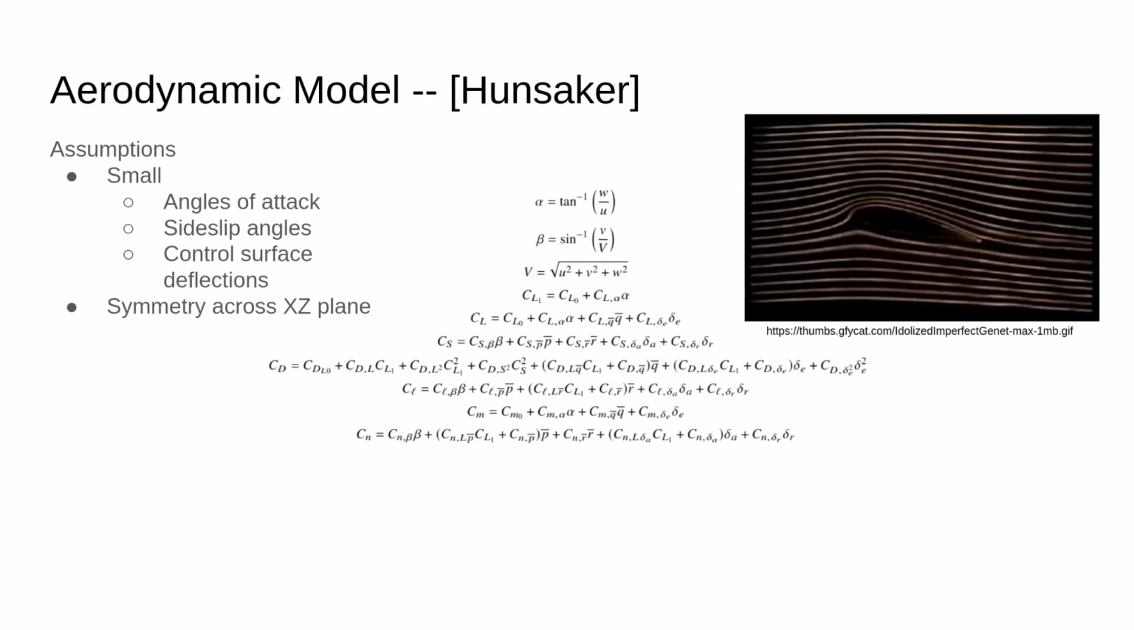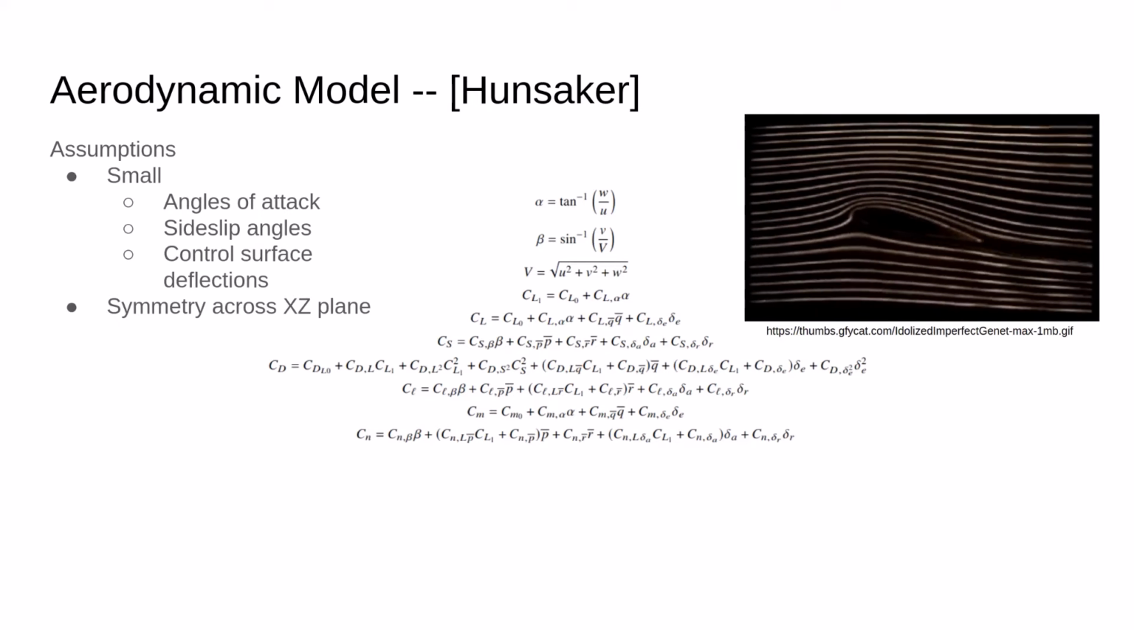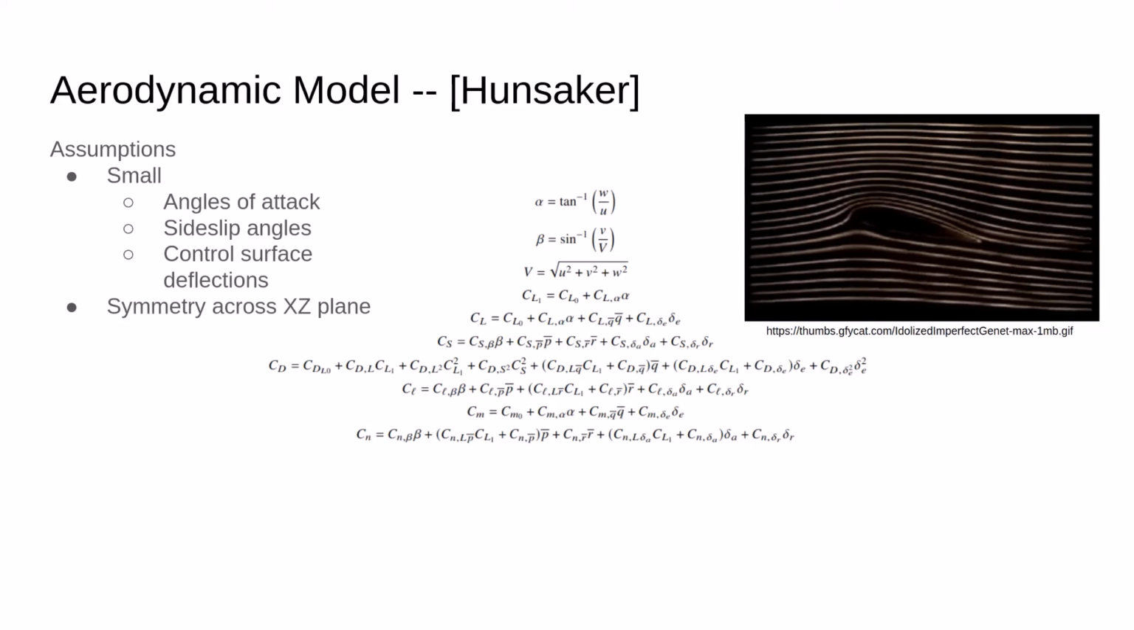These are the equations for the aerodynamic model developed by Hunsaker. There's a few assumptions built into them. A couple of the main ones are small angles as well as symmetry of the aircraft across the XZ plane. And so these coefficients in this model were developed for the F-16 aircraft that I'll show in my flight simulator. They were developed using an aerodynamic database of the F-16 aircraft. This database was developed by NASA. These coefficients were determined from linearized approximations from that database.